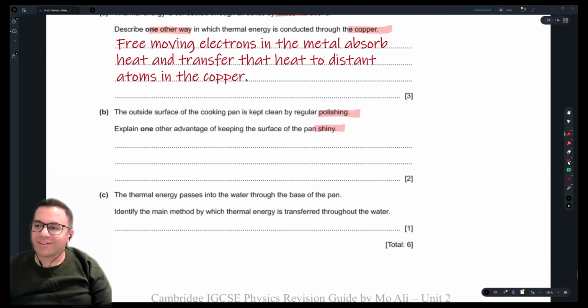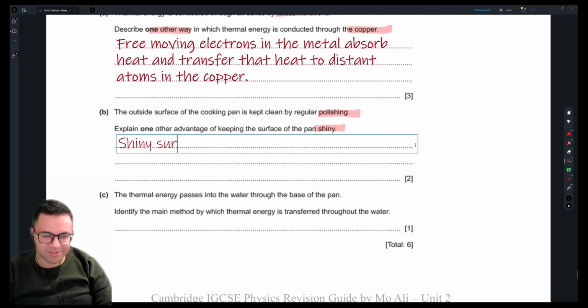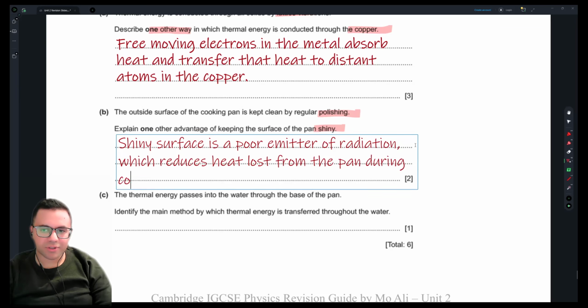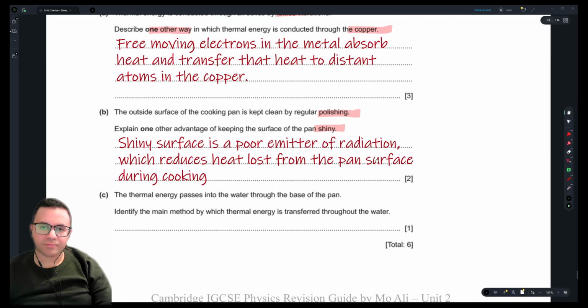Well, because the shiny surface is a poor emitter of radiation, which reduces the heat lost from the pan surface during cooking.